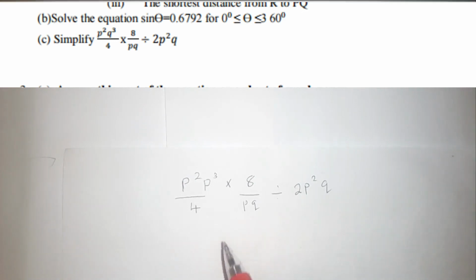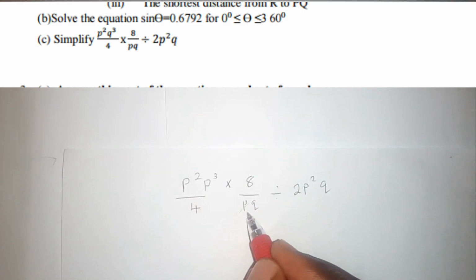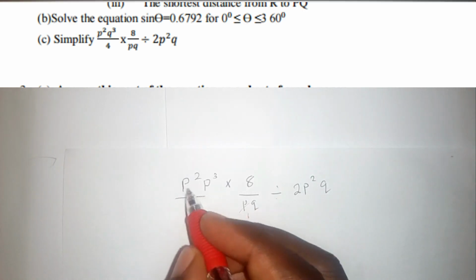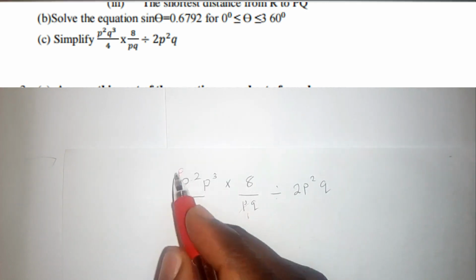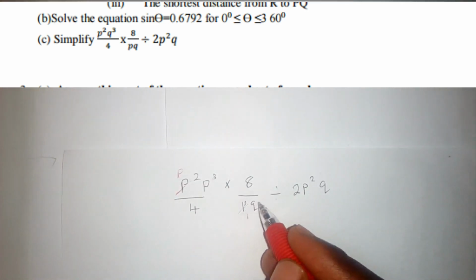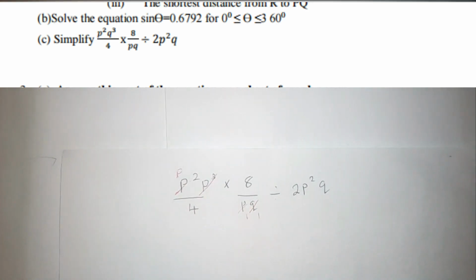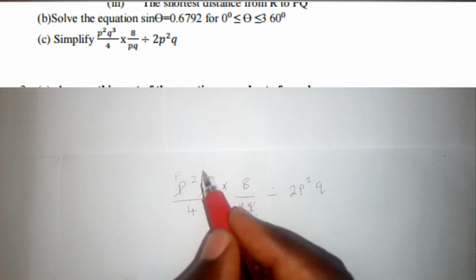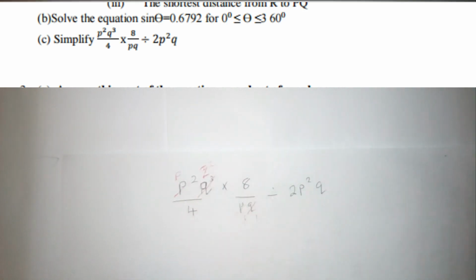Since this is multiplication, this can go into this, so it will cancel here. Here we will remain with the 1p, only p. And then this q disappears. Here, this is also q. In this q, it can go, and we will remain with the q squared. So this is what will remain.